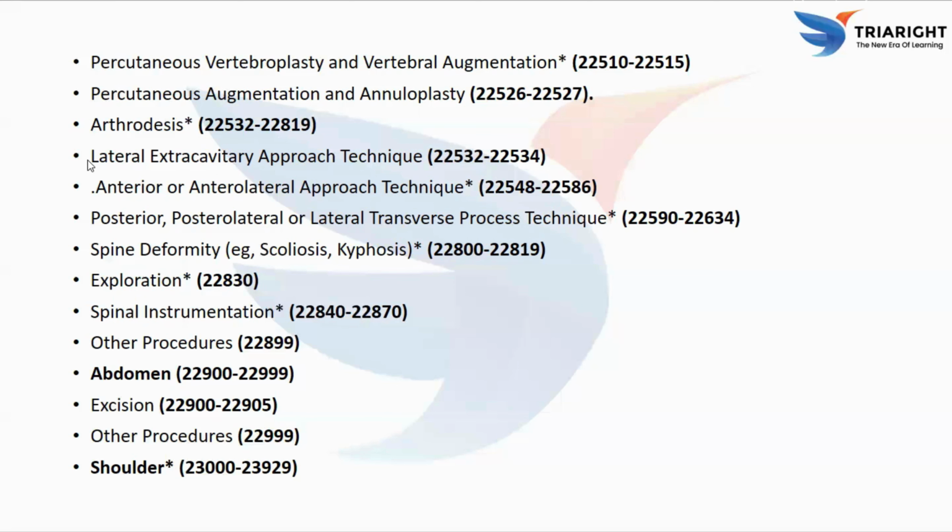There are spine surgical approach techniques. These codes describe how the surgeon reaches the spine. We have three types of approaches. The lateral extracavitary approach is access from the side. This is used for complex spine surgery. The code ranges are 22,532 to 22,534. Anterior or anterolateral approach technique is access from the front or front side. And the code ranges are 22,548 to 22,586.